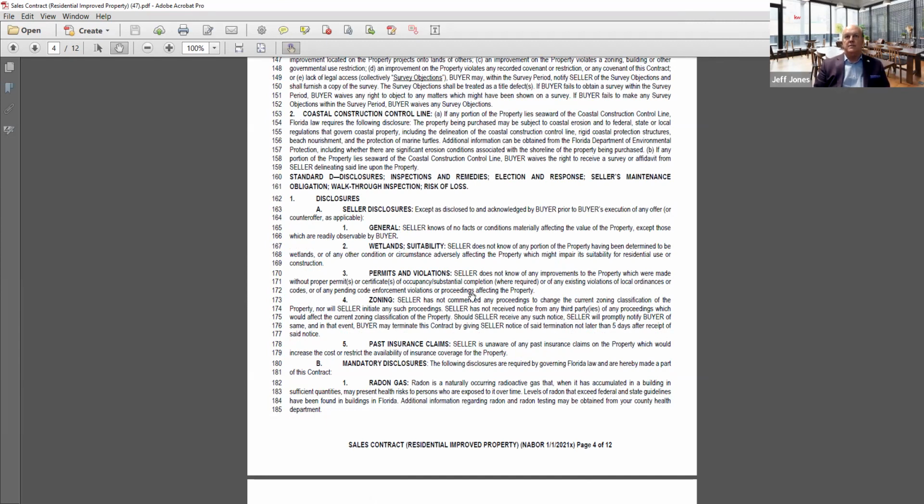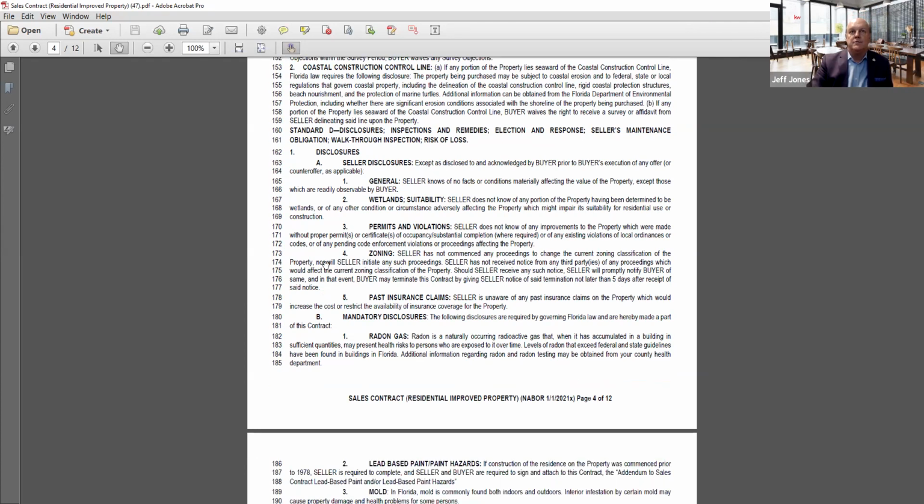Permits and violations: the seller says they don't know of any improvements to the property that were made without permits or of any existing violations of local codes. So there's the seller certifying that they don't know of any, but if they've hired somebody to put on a new roof or to put in a new air conditioner and that permit wasn't properly closed out, the buyer, under the regular contract, still has the right to ask for that permit to be closed. And that's where we differ in an as-is contract.